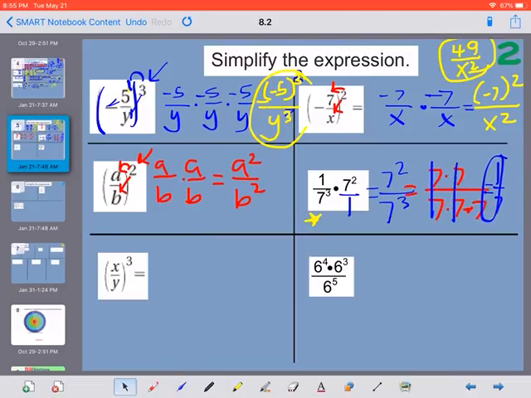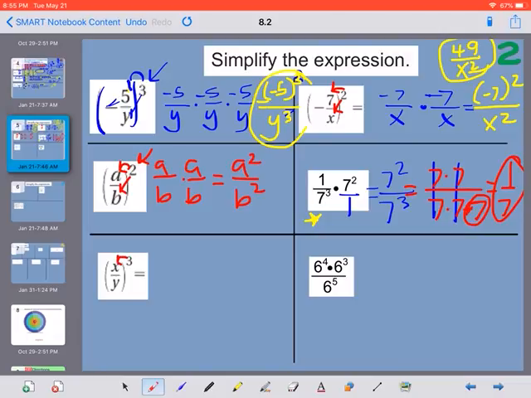Slide this over a little bit. If we had more than one 7 left on the bottom, we would write like 1 over 7 squared or 1 over 7 to the power of 3 or something like that. So we really did still subtract, but there was more on the bottom, so that's why our 7 is on the bottom.